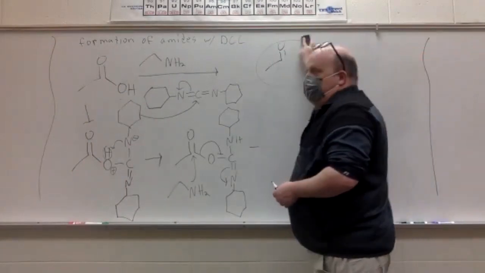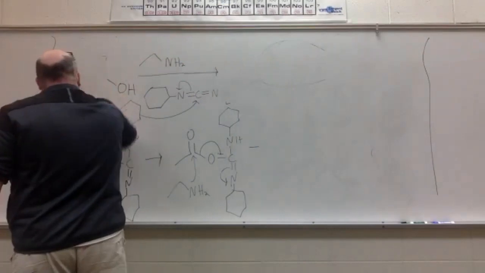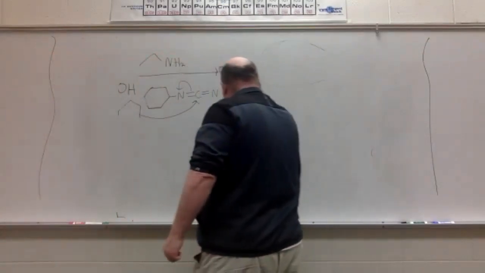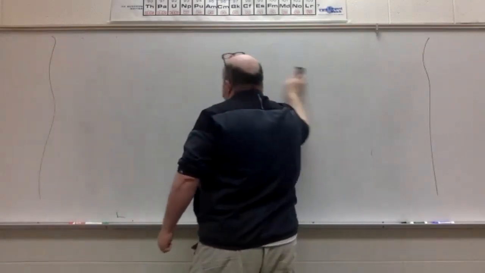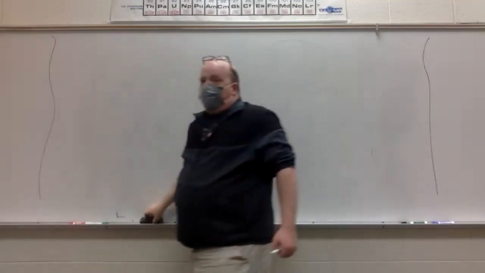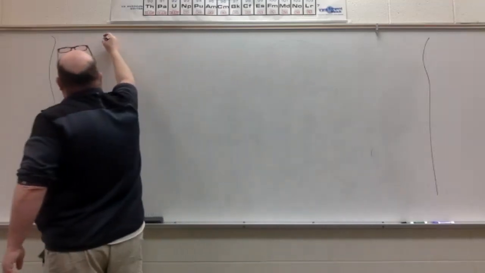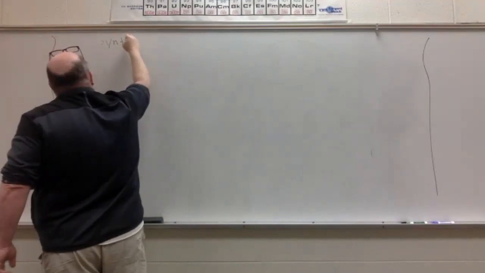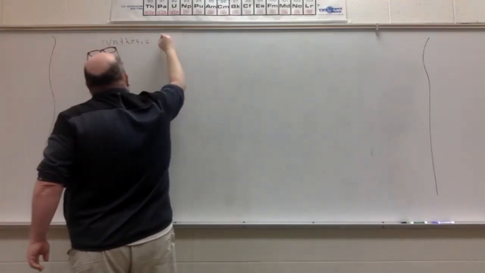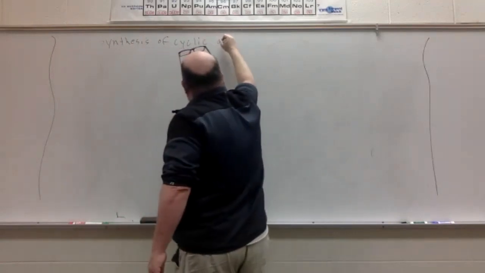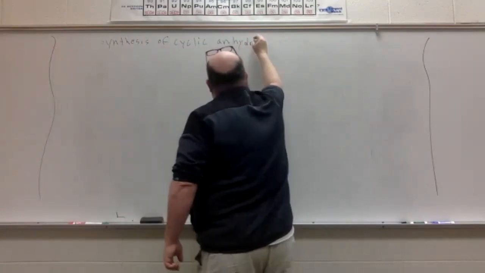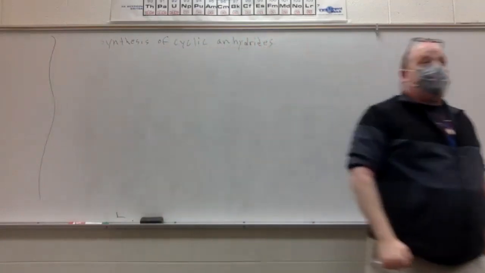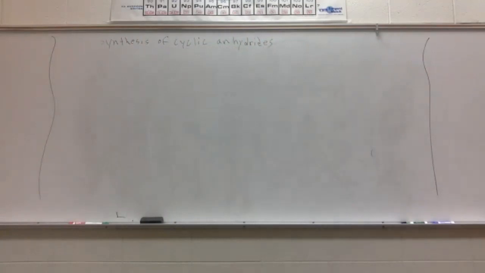All right, one last thing about acids that's kind of cool. You can only do this in certain situations. You can actually make cyclic anhydrides from acids. And specifically, you have to have diacids. That means you have to have a molecule that's got 2 carboxylic acid groups.